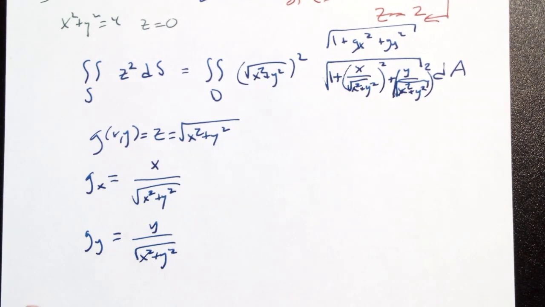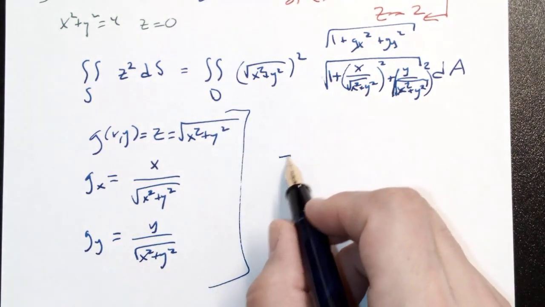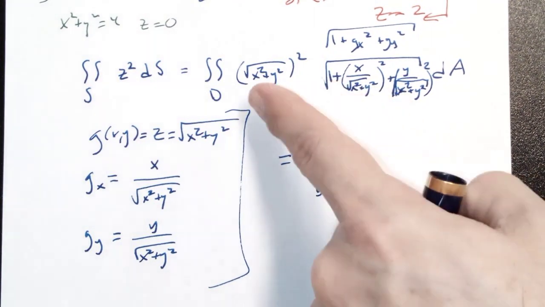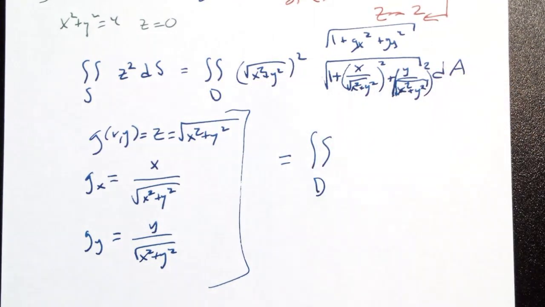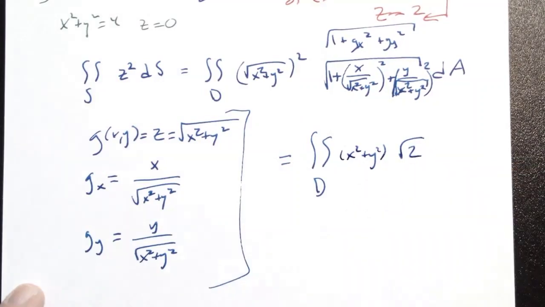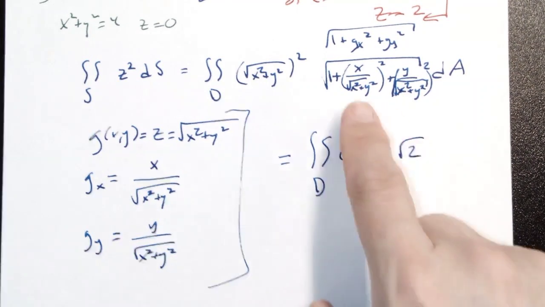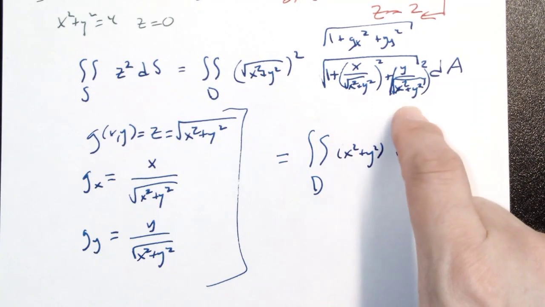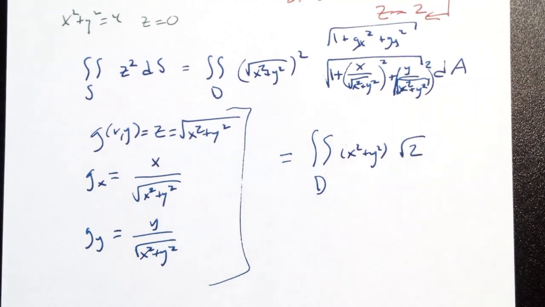Hey, wait a minute. Let's do the algebra. What happens when I simplify here? Because what I get is x squared over x squared plus y squared, plus y squared over x squared plus y squared. Add those together, you get 1. Then I have the plus 1 on the outside. Hey, dA.